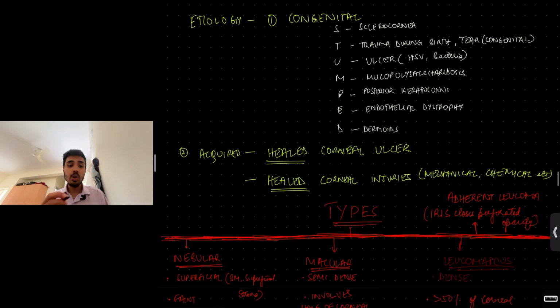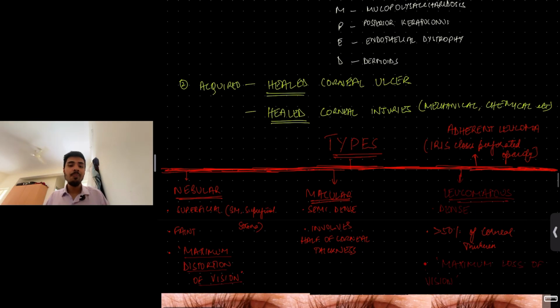Then, acquired causes. As we know, when a corneal ulcer heals, it heals by fibrosis. So, healed corneal ulcer. Similarly, not just an ulcer from an infection, any mechanical injury, any chemical injury to the cornea will also heal by fibrosis, leading to scarring. So anything that heals by scarring: healed corneal ulcer, healed corneal mechanical or chemical injuries.